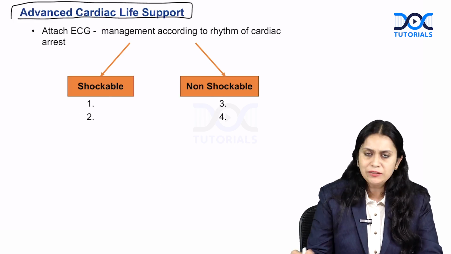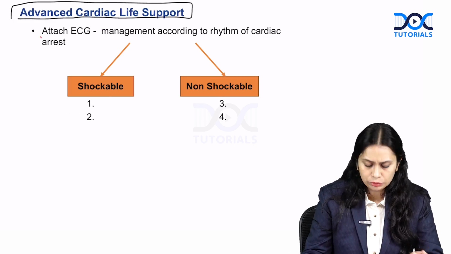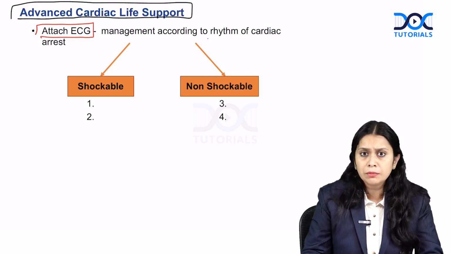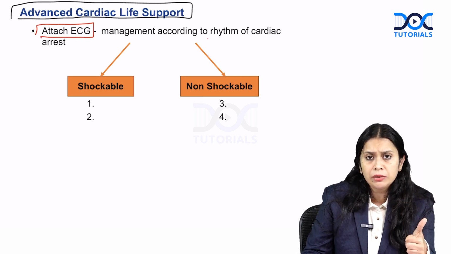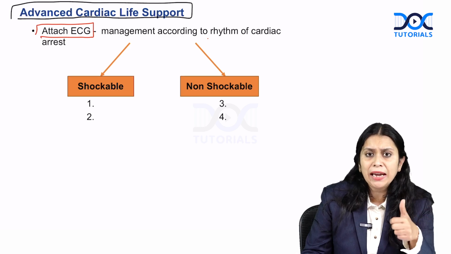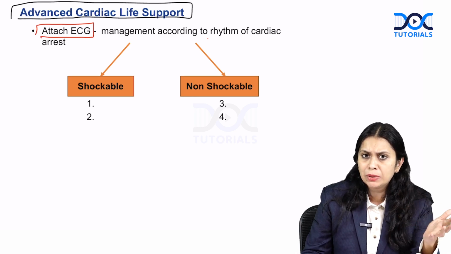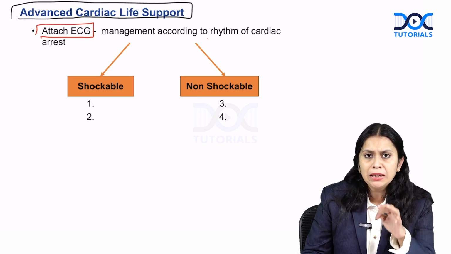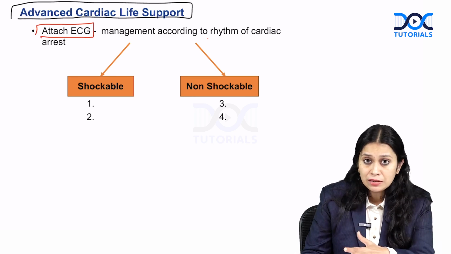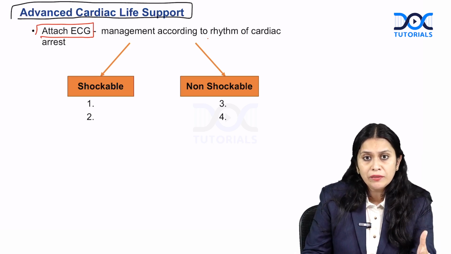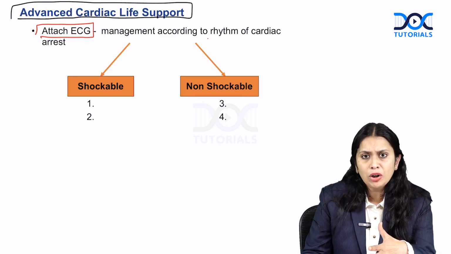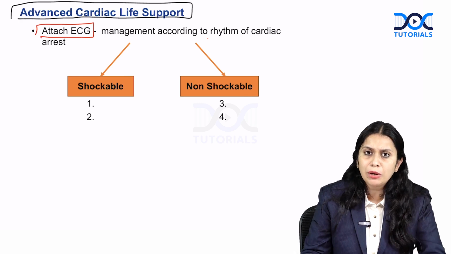So when the advanced life support team takes over, the first thing they do, they attach ECG, because now the management will be done according to the rhythm. In BLS, we are not seeing the rhythm. AED is analyzing the rhythm, right? I told you the AED has been designed keeping in mind the layperson. BLS has been designed keeping in mind the layperson. It is given by doctors, it is given by laypersons. ACLS is designed for doctors. So now everything we do here would need medical knowledge. So first thing we will do, we will attach ECG and we will try to recognize the rhythm.